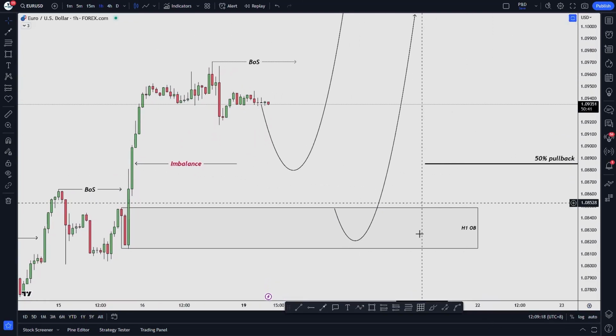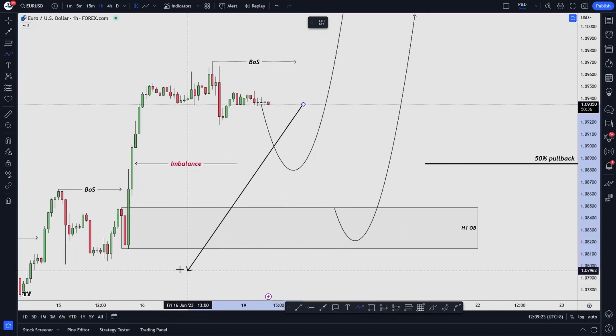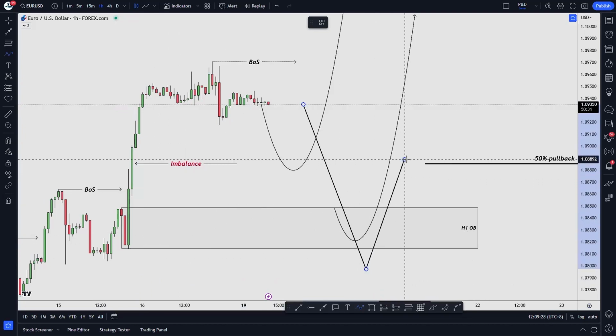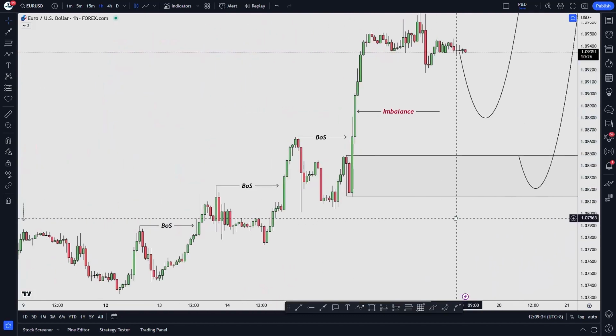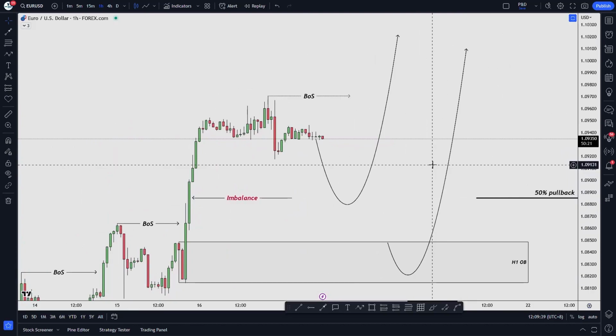If market breaks this, let's say if market breaks this swing low point, then our bias will be bearish and we'll be looking for short setups in this upcoming week, which is very unlikely. So let's see how the market plays out for Euro-USD in this upcoming week.